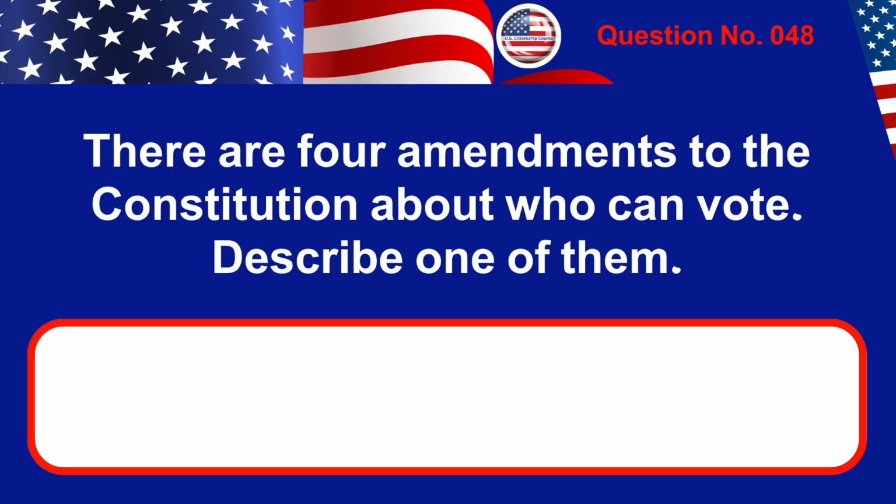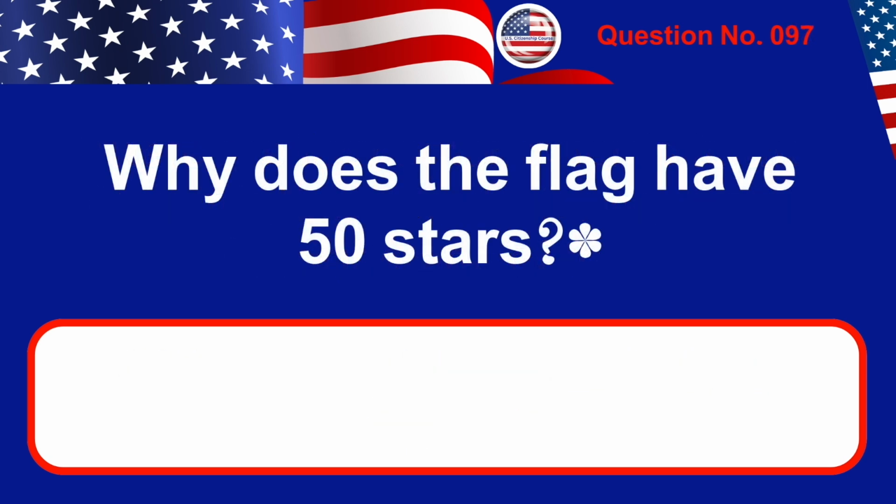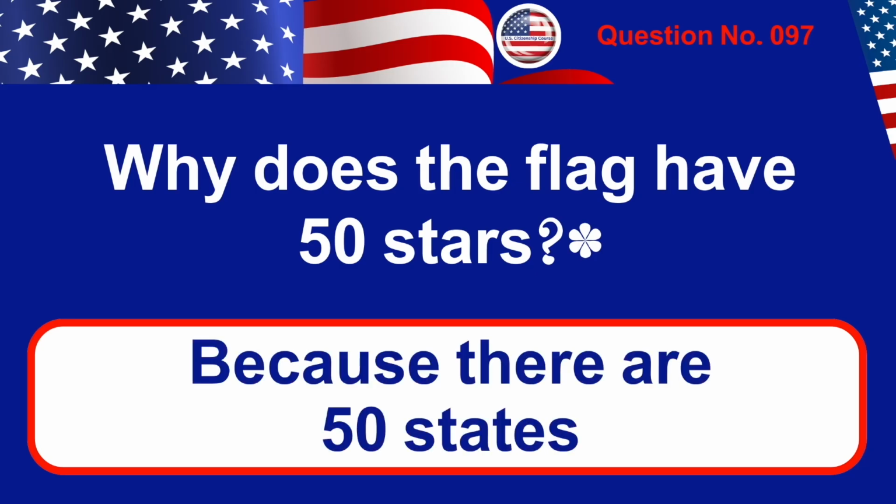There are 4 amendments to the Constitution about who can vote. Describe one of them. Citizens 18 and older can vote. Why does the flag have 50 stars? Because there are 50 states.